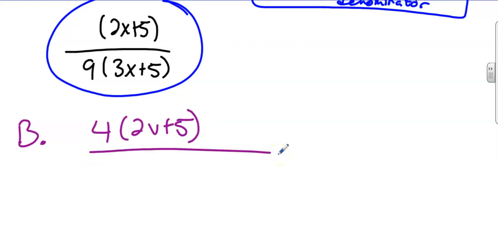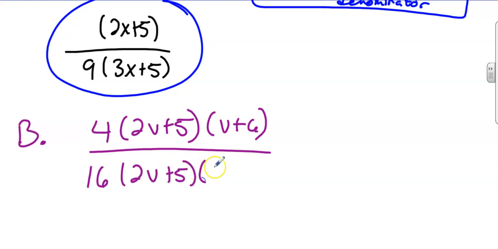Okay, let's go with 4, 2v plus 5, and v plus 6. 16, 2v plus 5, and v minus 6. Okay, 4 and 16. Divide them both by 4. And with the rest of the numbers, again, you've got a 2v plus 5 and a 2v plus 5. You can cancel those. And again, because those have the one sign that's different with the v plus 6 and v minus 6, you cannot cancel those because they're just a little bit different.